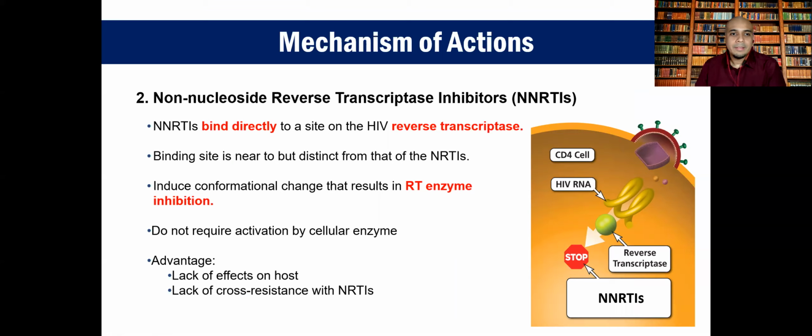Right. The second group is the NNRTIs. As the name suggests, the NNRTIs are not analogs of purine or pyrimidine. The action is more directly on the reverse transcriptase enzyme itself. They will bind directly to the reverse transcriptase and cause inhibition of the enzyme. Due to this feature, these drugs have less effect on the host and less cross-resistance with the NRTIs.